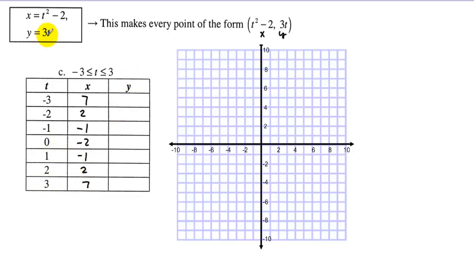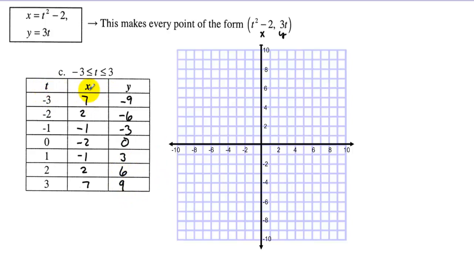With the y's, we can plug -3 in, and we'll get -9. -2 is -6. -1 is -3. When we plug 0 into 3t, we get 0. And then 3, 6, and 9. Now we'll plot the points.